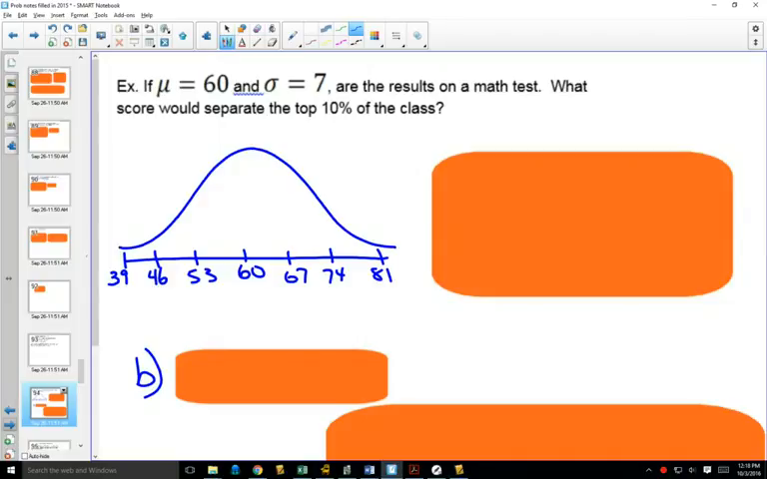What score would separate the top 10% of the class? Somewhere in here, there would be a line. And this is where, if you're drawing a picture of it, sometimes the 68, 95, 99.7 rule can be helpful, because if I know that this is 68, that's going to be 34 and 34. And 68 to 95 is another 27%. So this would make this approximately 13.5% and 13.5%.